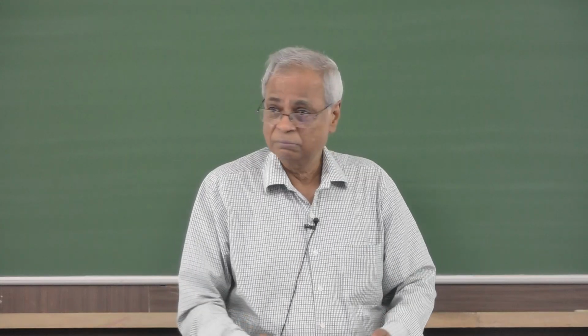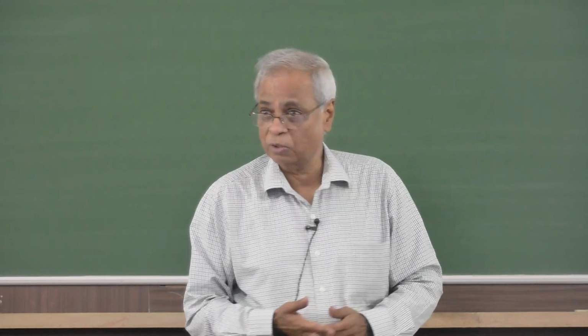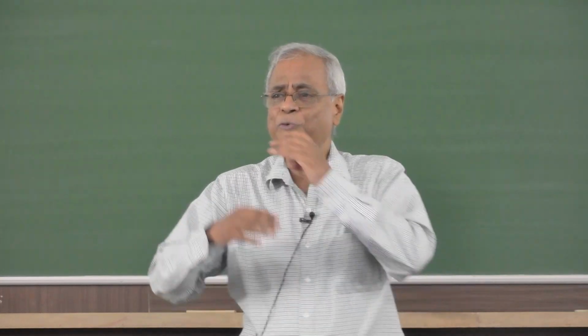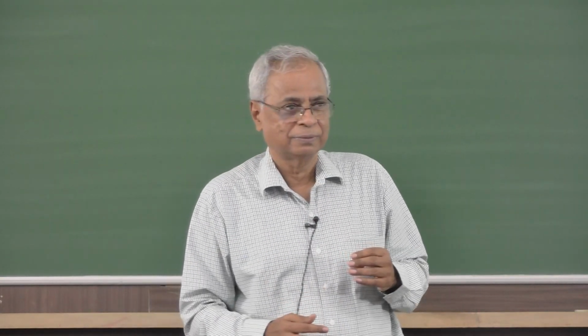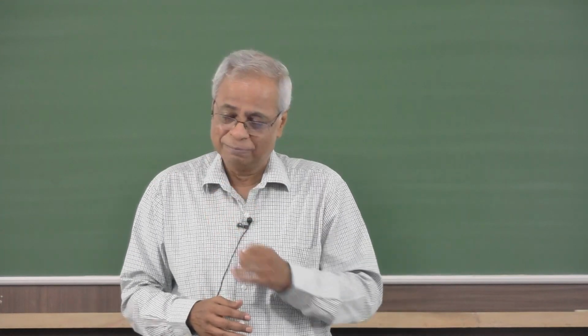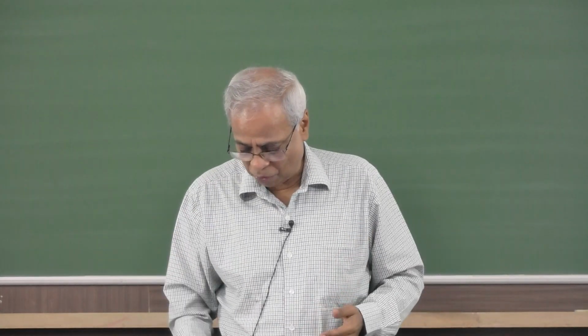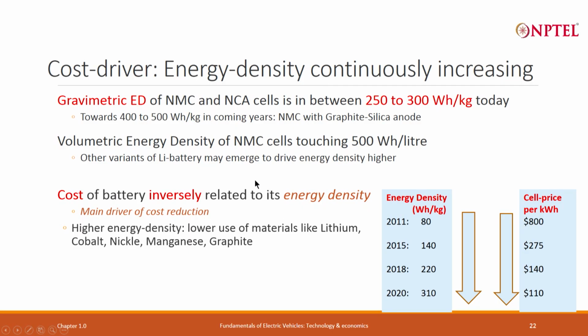For the pack, it depends on people like Dr. Kaushal. There are people who make it such that the pack is only 20% more than cells, 25% more than cells. There are others who make it 2 times the cell weight or volume, then it becomes a big problem. So, as I point out, cost of battery is inversely proportional to energy density, and it is the main driver for cost reduction. High energy density batteries today use lithium, cobalt, nickel, manganese and graphite, and all of them are expensive materials.